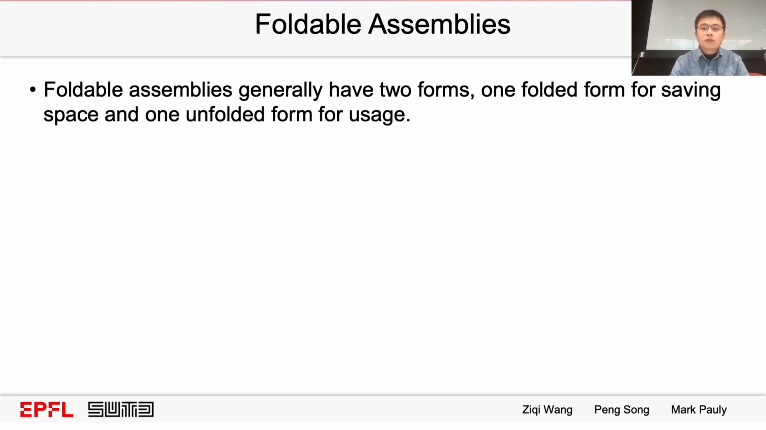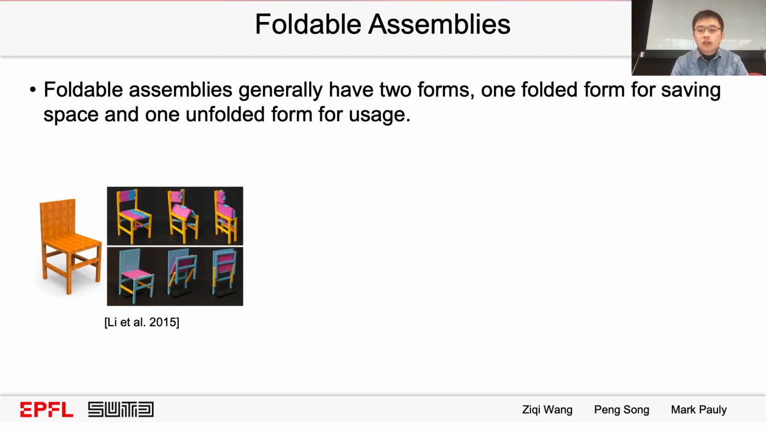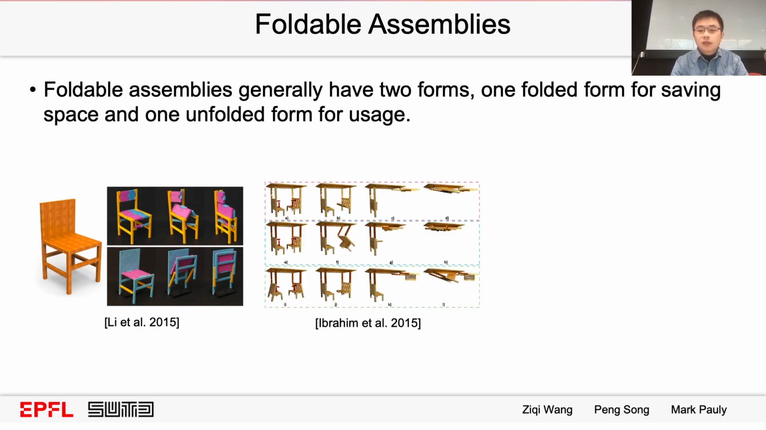The third problem in hinged reconfiguration is the foldable assemblies. Given an input 3D object with a folding direction, Li and their colleagues apply a minimum amount of modification to the object so that it can be folded to save space. Ibrahim and Yan addressed a similar problem, except that the folding direction is computed automatically rather than given.